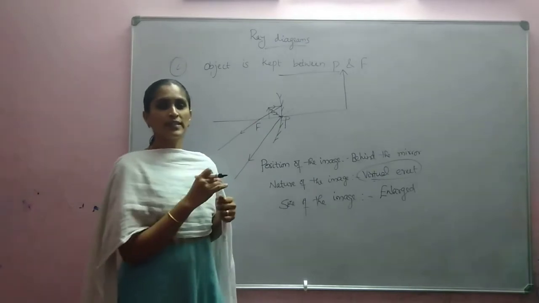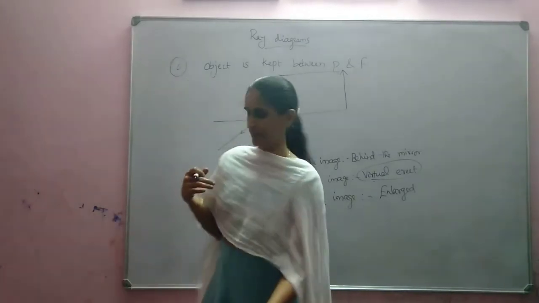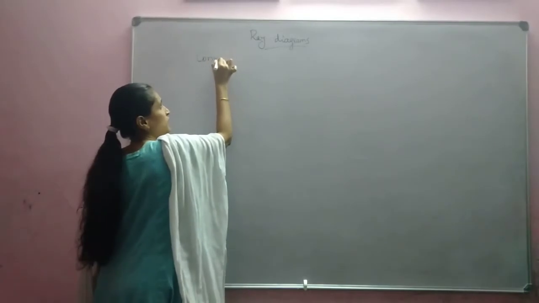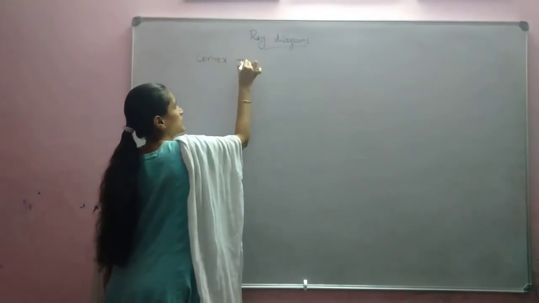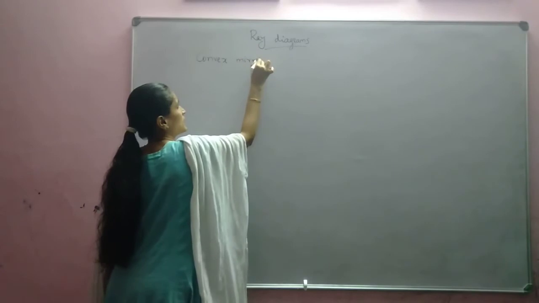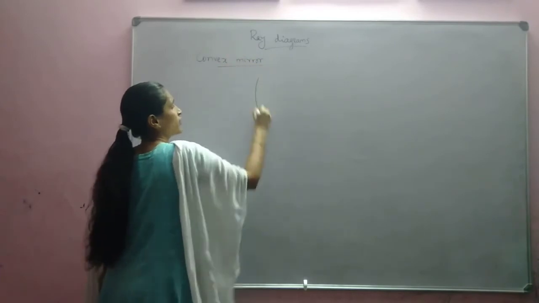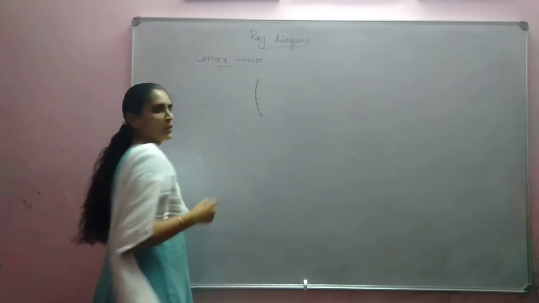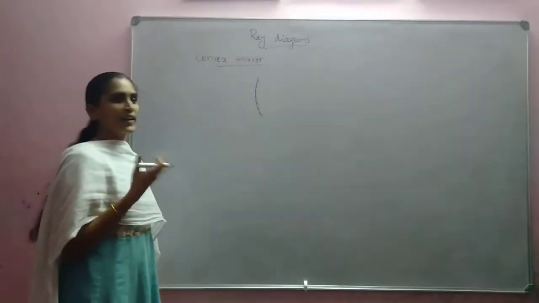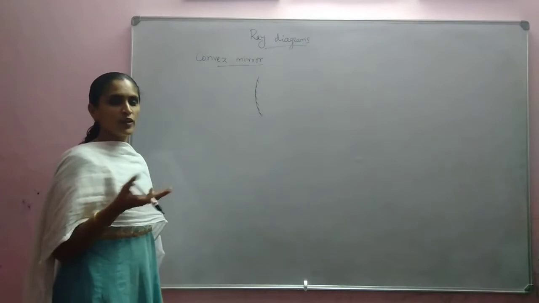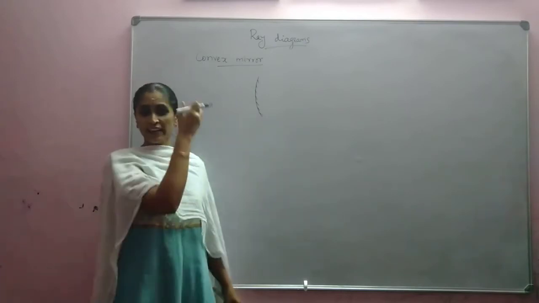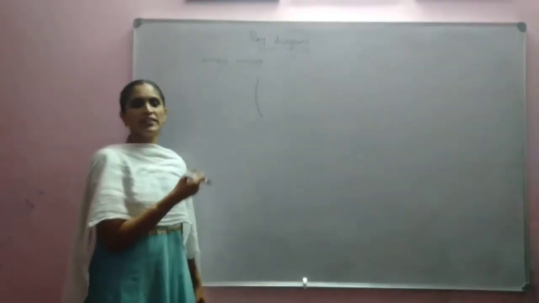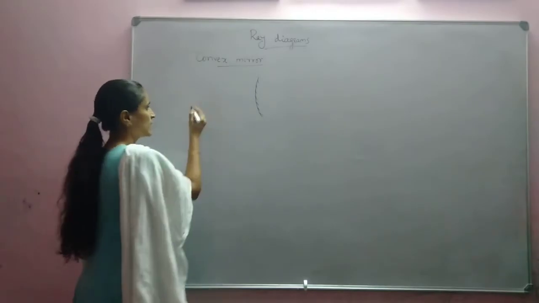Now we will discuss convex mirror. In the case of convex mirror also, before drawing the image ray diagram, we should know the rules. Like in the case of concave mirror, where we discussed how a ray is incident, the same we will discuss here also.